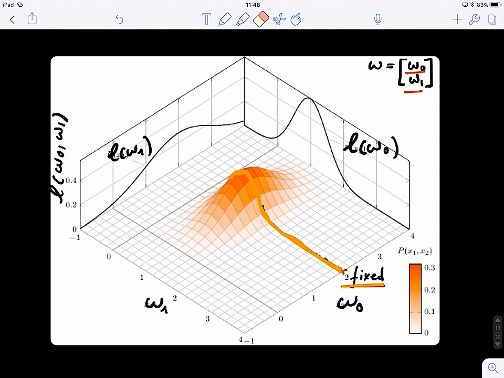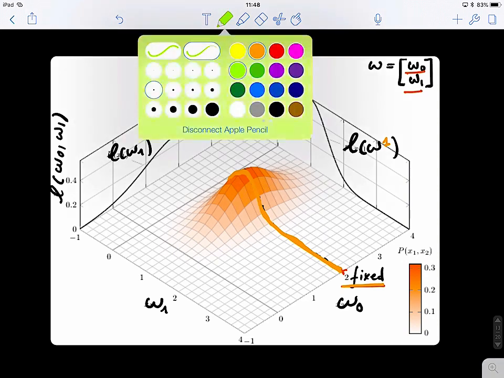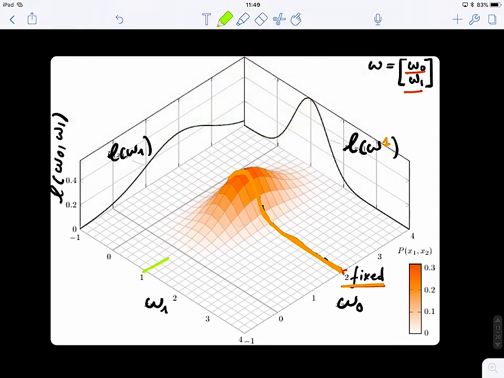Now I'm changing everything. This should be W1. And then if we also fix the W1 right here and follow the line, we project it, and we can see the shape of the loss function in two-dimensional space. And this is the first dimension. Okay, so this is another way of reading high-dimensional functions.